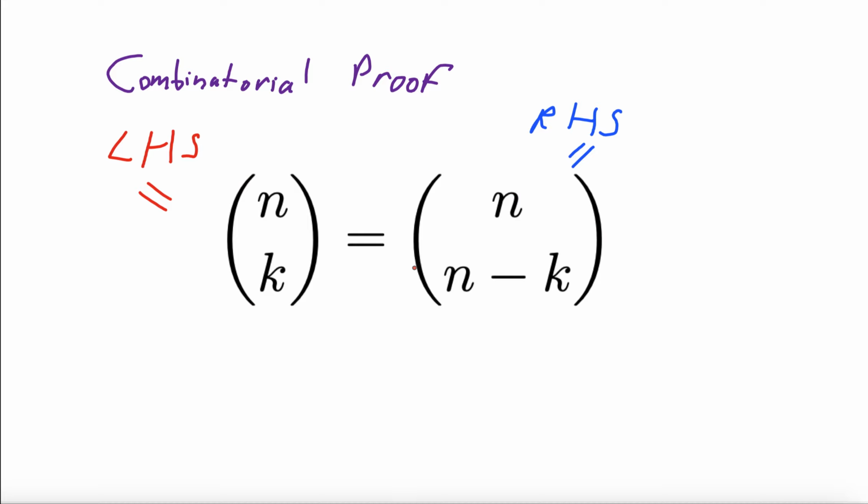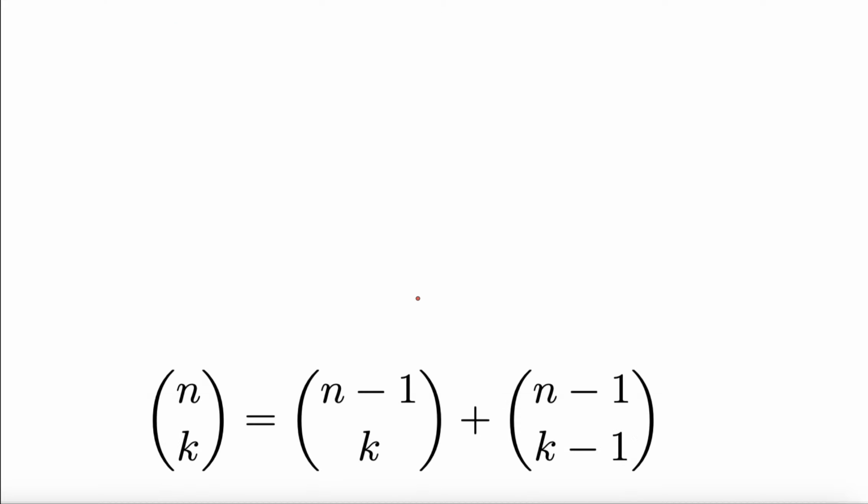Now, other combinatorial identities can also be determined from combinatorial proofs. For example, this is called Pascal's identity. This is a very important one that describes the recursive nature of combinations. So Pascal's identity.